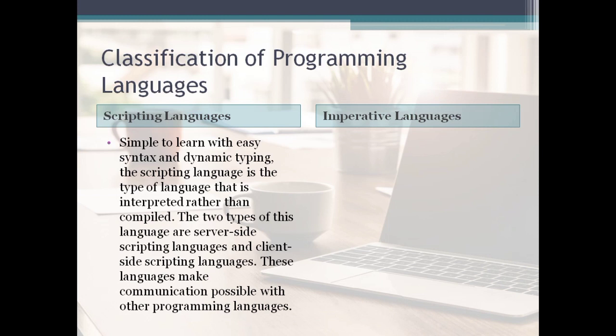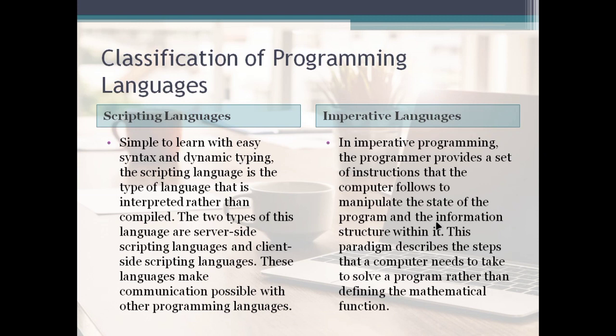And the second type of language is imperative language. In this language, the programmer provides a set of instructions that the computer follows to manipulate the state of the program and the information structured within it. That means the outer structure designed by the scripting language is further programmed by the imperative language, and it makes it more usable and more informative for the client to work upon it.